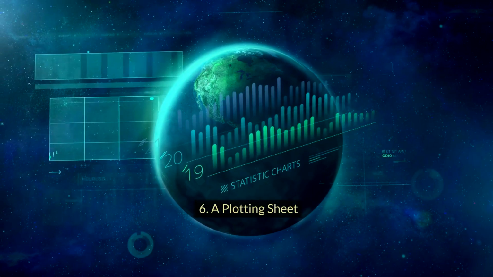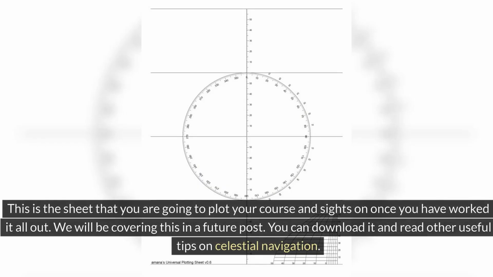6. A plotting sheet. This is the sheet that you're going to plot your course and sights on once you have worked it all out. We will be covering this in a future post. You can download it and read other useful tips on celestial navigation.